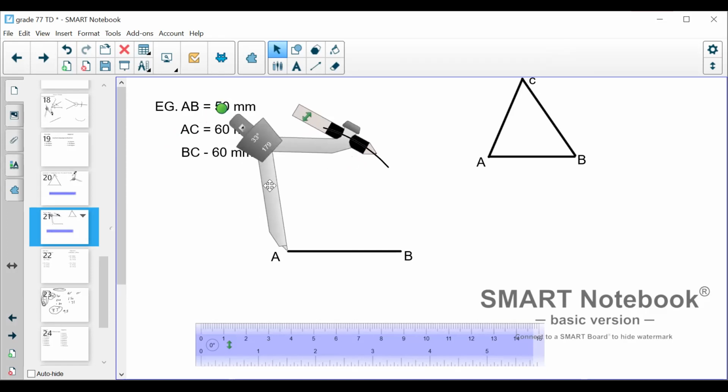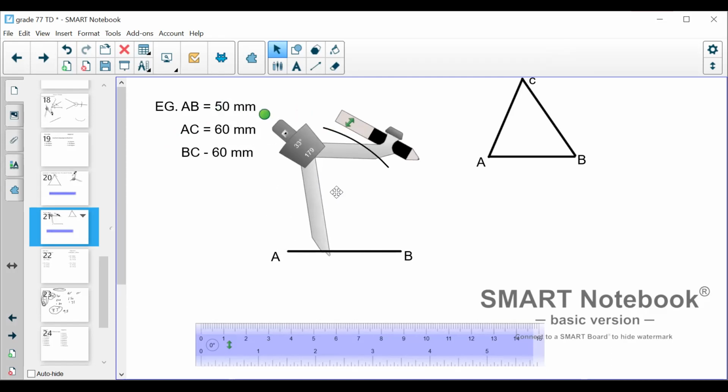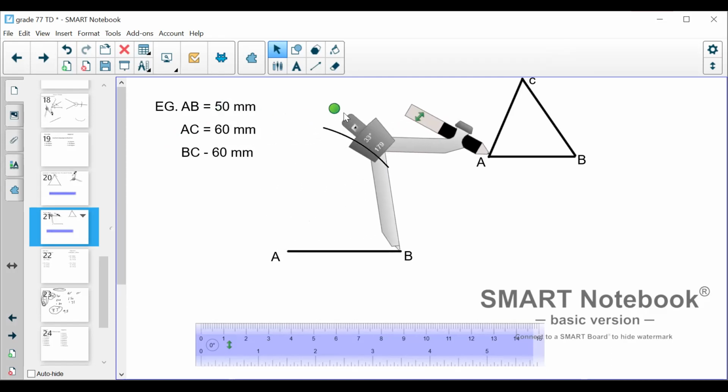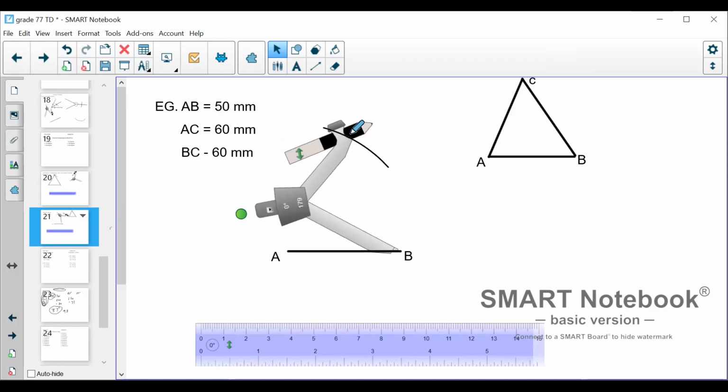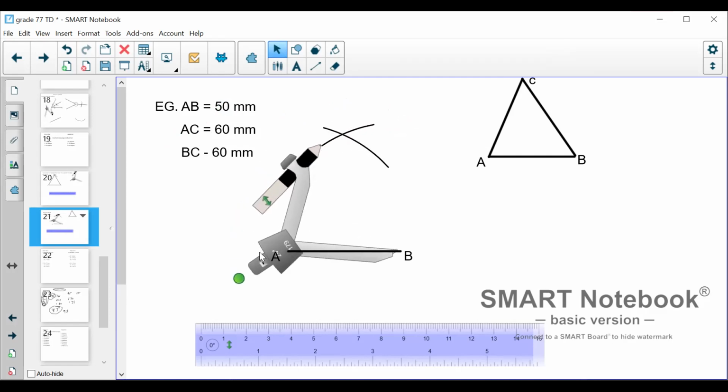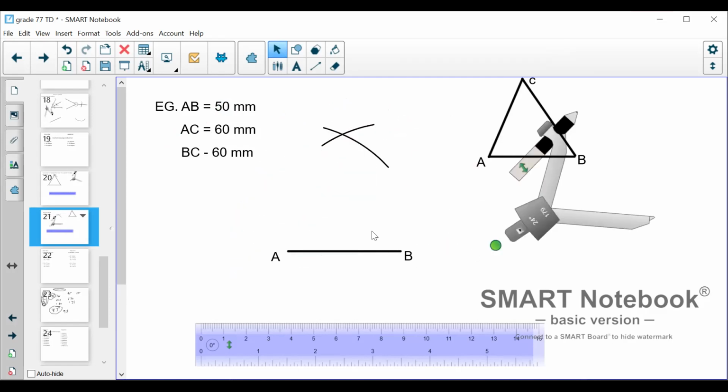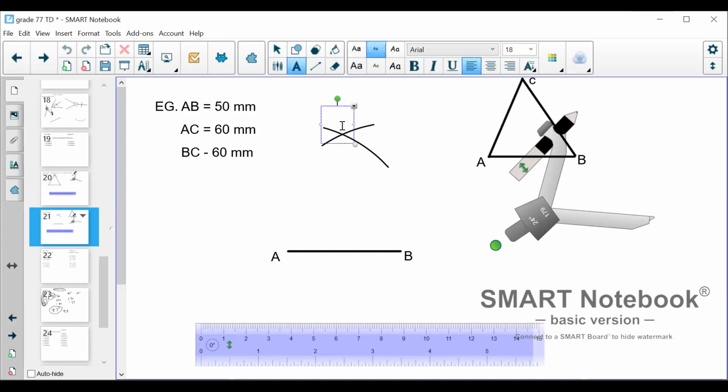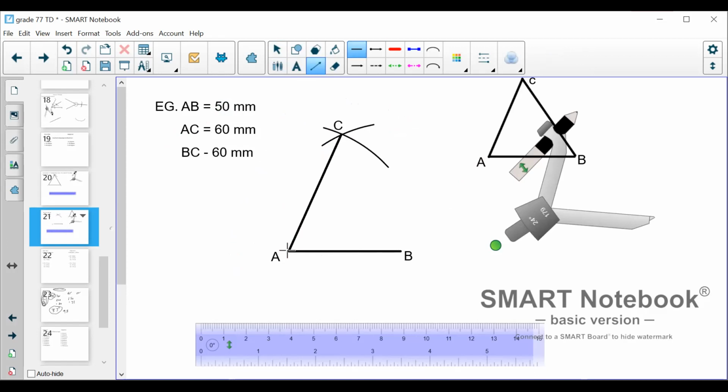All right. Now BC is also 60. So what do you do? You go from B and you intersect. And of course, when you finish there, you have the point C, which is the apex above there. So all you need to do now is draw lines from that point A and then to B.